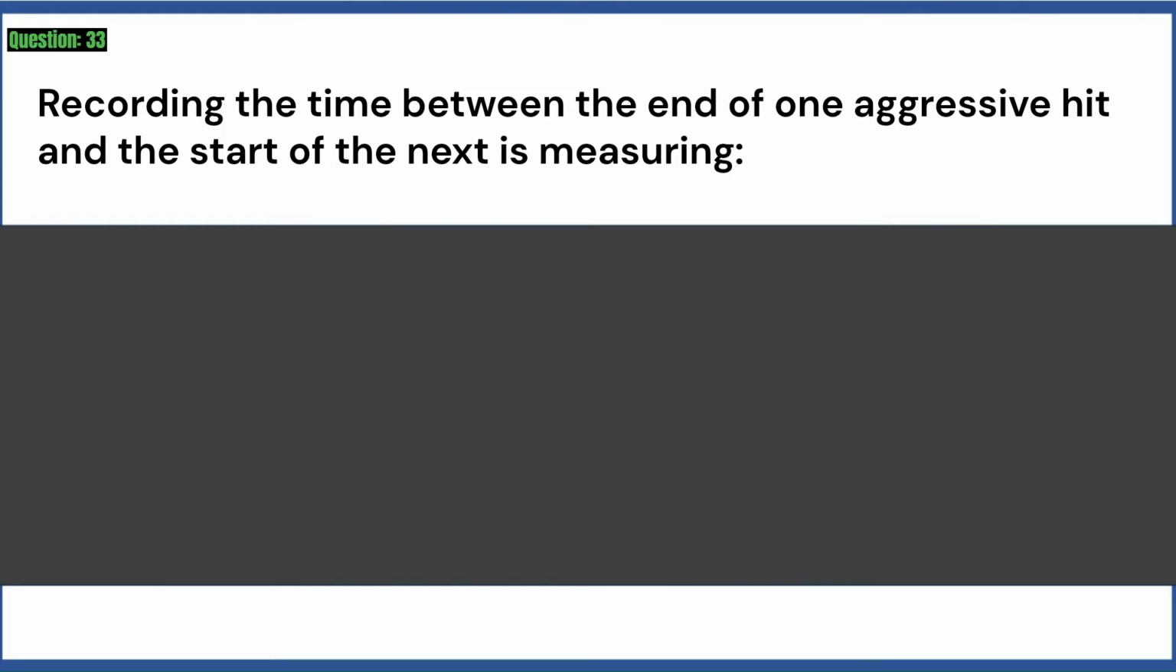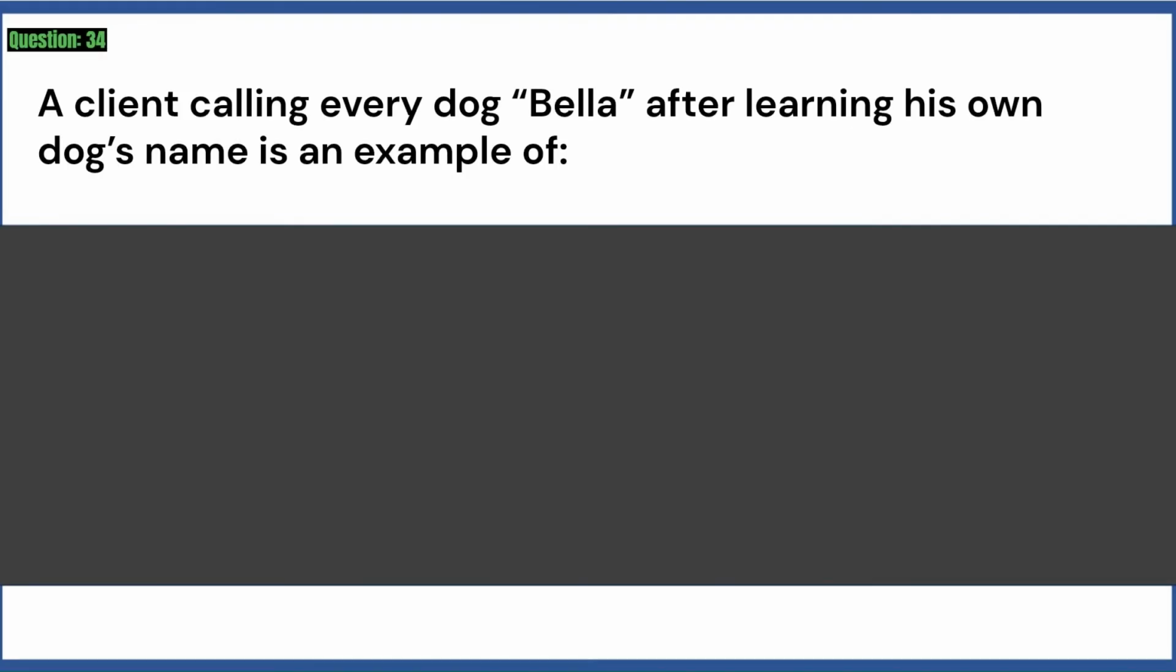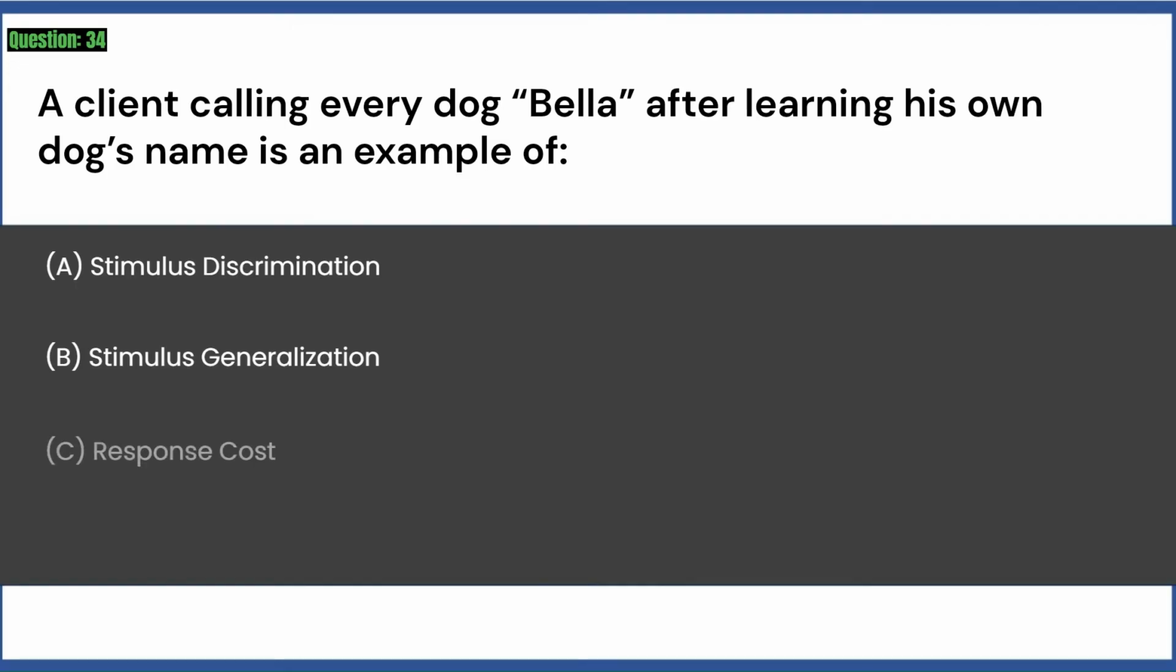Recording the time between the end of one aggressive hit and the start of the next is measuring A. Rate. B. IRT. C. Frequency. D. Latency. Answer B. IRT. A client calling every dog Bella after learning his own dog's name is an example of A. Stimulus discrimination. B. Stimulus generalization. C. Response cost. D. Shaping.